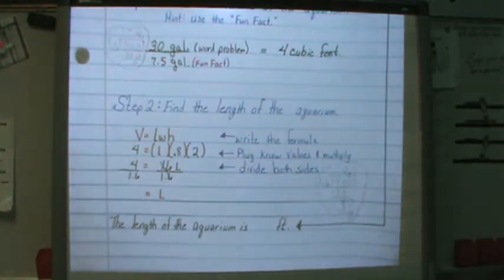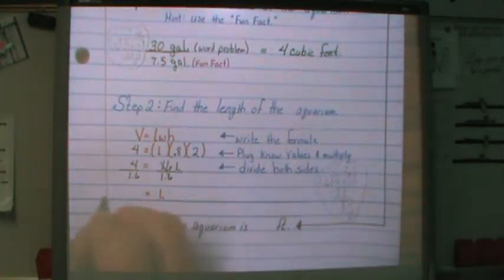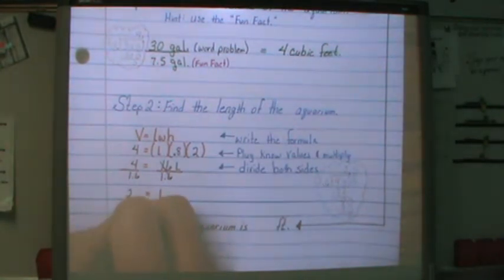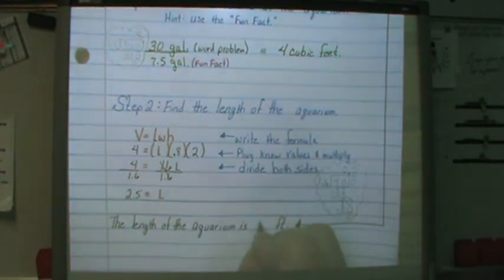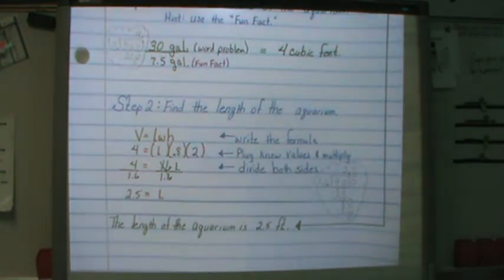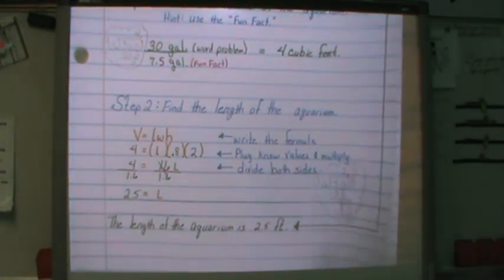Okay, so my length is going to be 2 5/10 feet. So the length of the aquarium is 2 5/10 feet. Again, remember that's a linear measurement. That is not a cubic or a square. Square is for area, cubic is for volume. Okay, last page.